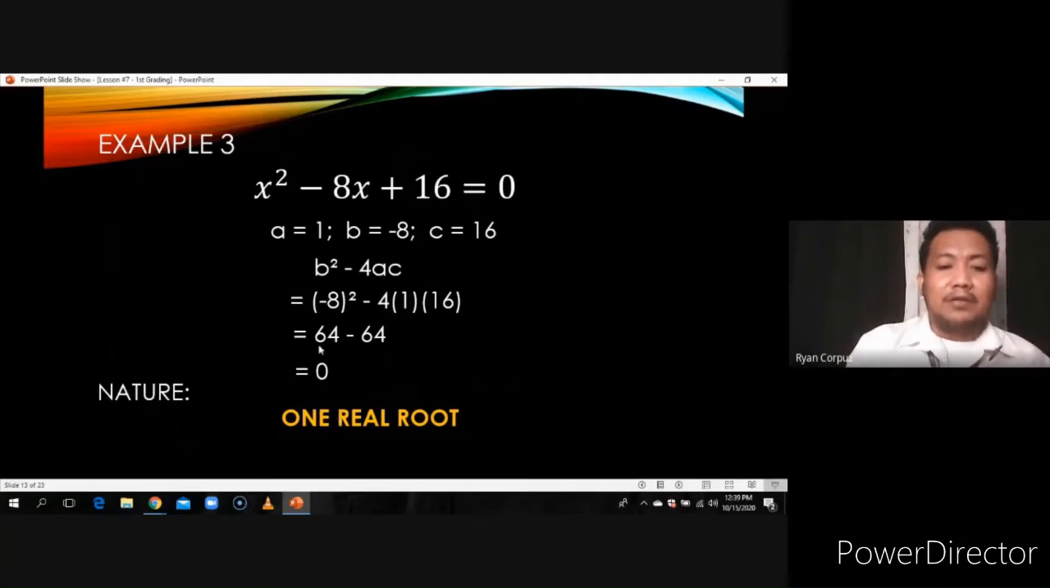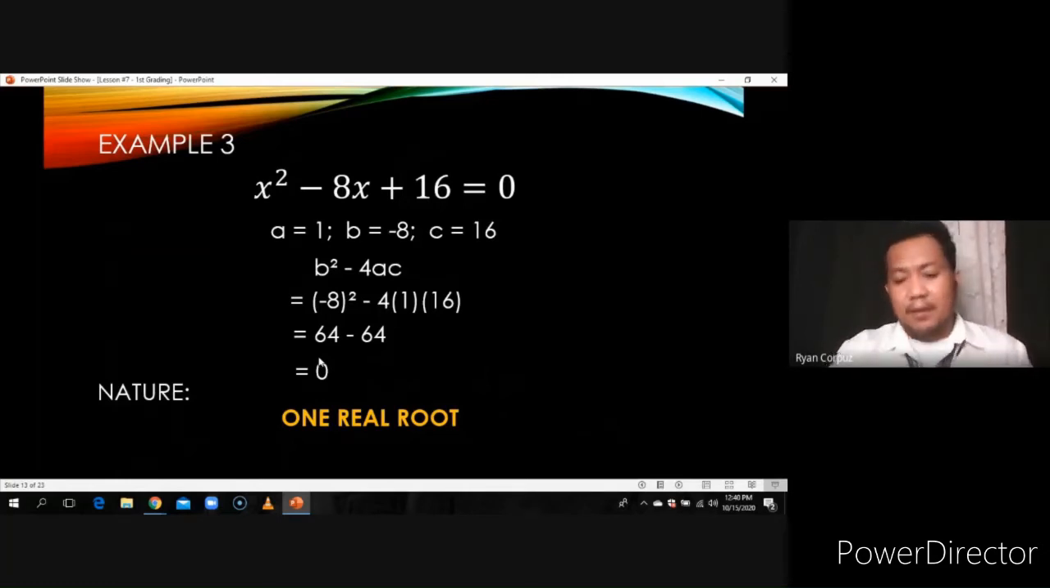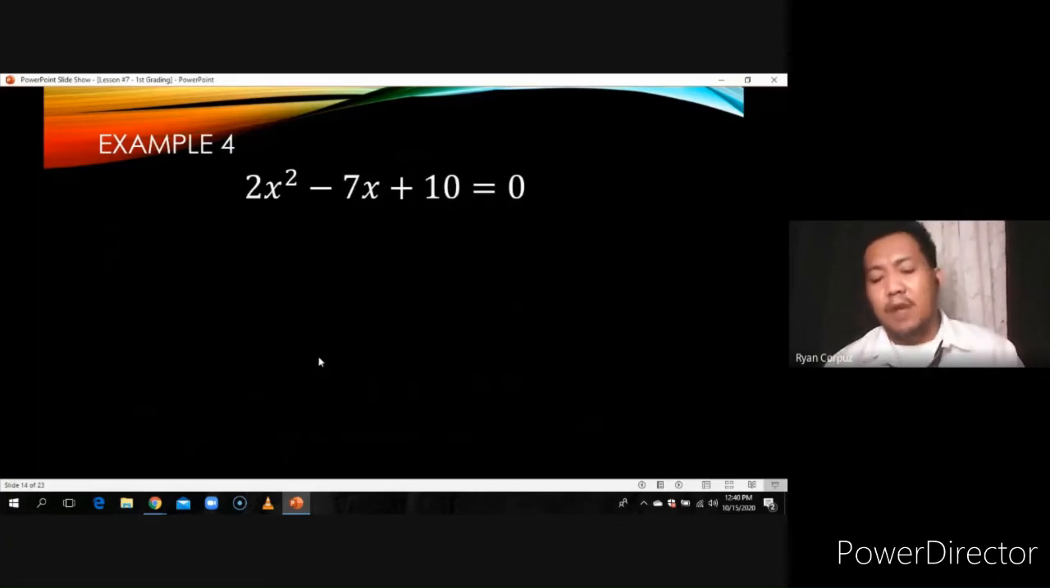You will find that out easily if you find the discriminant, and if the discriminant is equal to 0, then the solutions, the roots, or the nature of that quadratic equation is one real root. That's example number 3. Let's continue. So let's have here example number 4. We have 2x squared minus 7x plus 10 is equal to 0. And again, what we're going to do first is to identify the values of A, B, and C.